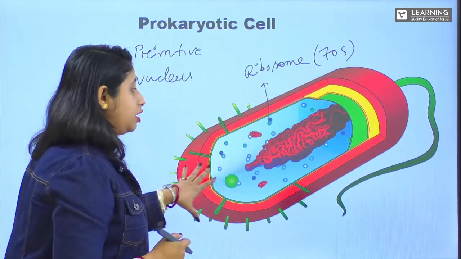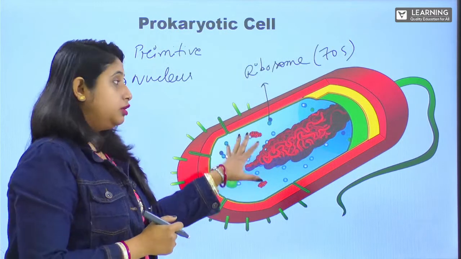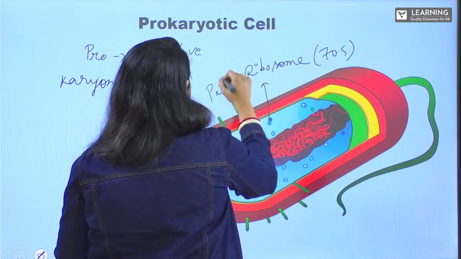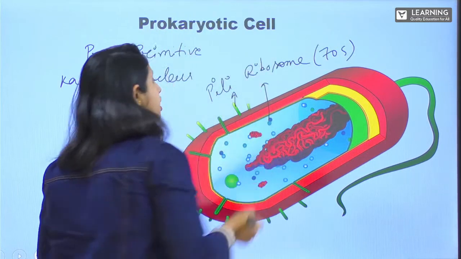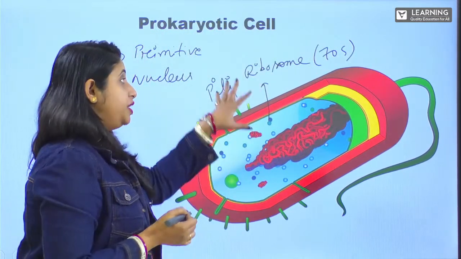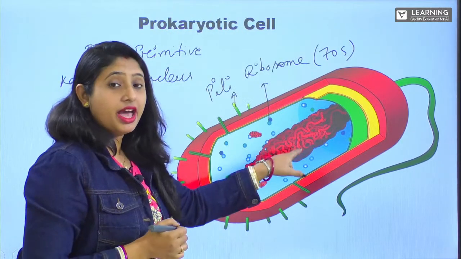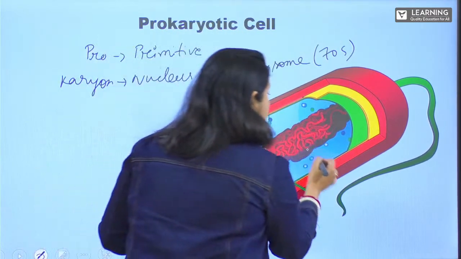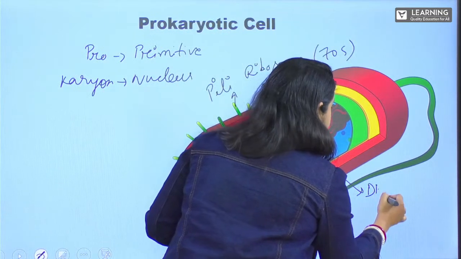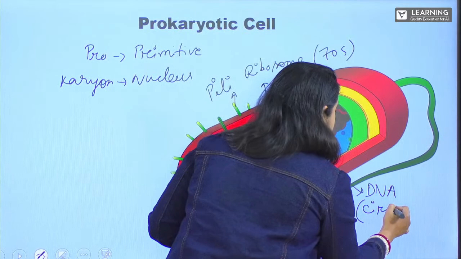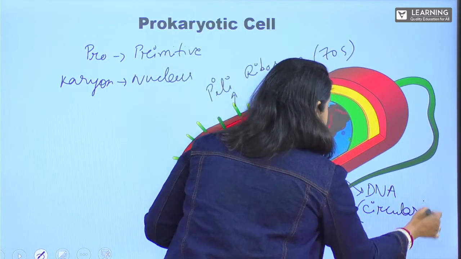So what are the various structures of the bacteria? You will find the pili. In bacteria, you will find the pili, and this pili helps in conjugation. You will find the DNA, which is the genetic material, and their DNA is circular.